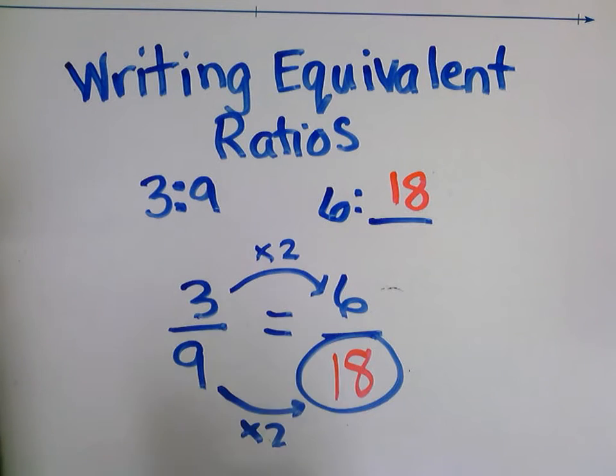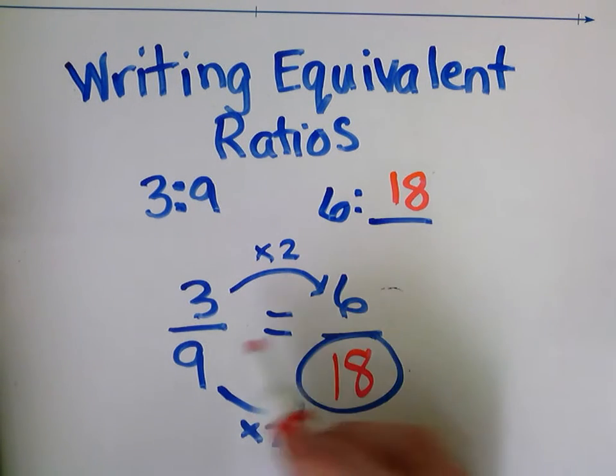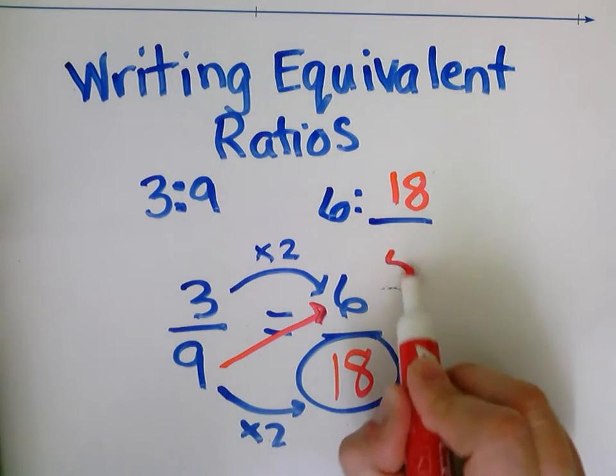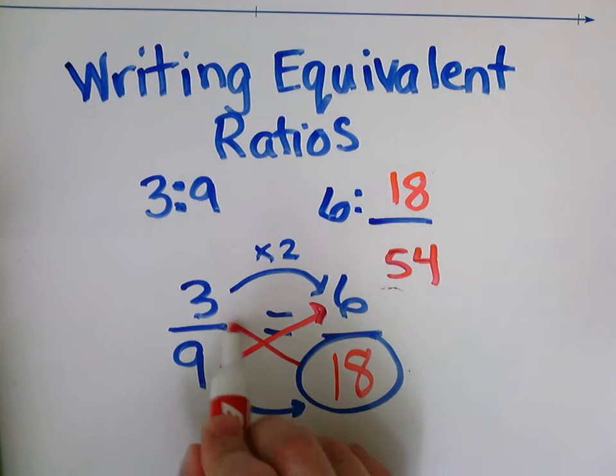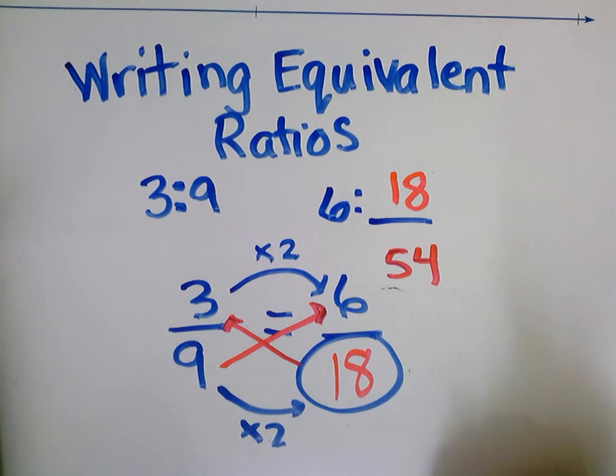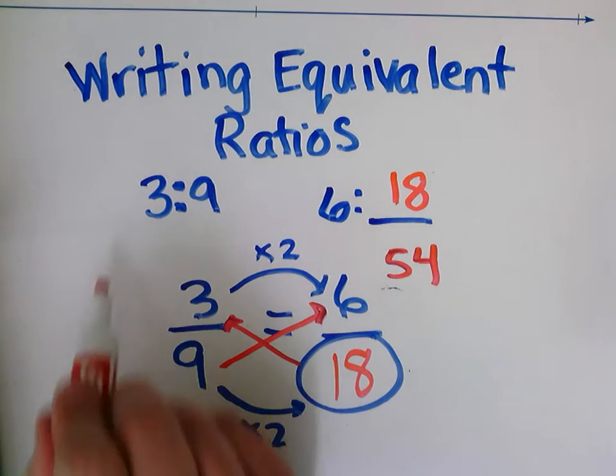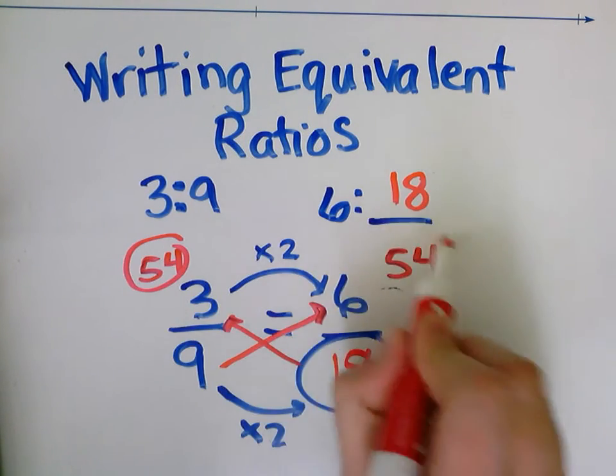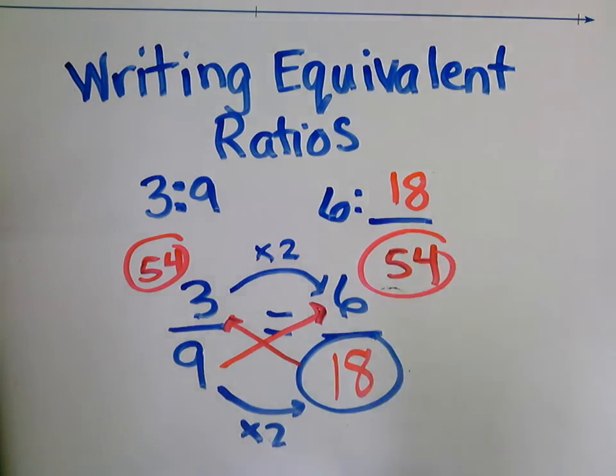Okay, and I can double check and see if this is correct by doing that cross product. 9 times 6 is 54. 18 times 3, if I put that in my calculator, which is totally fine here, is also 54. So I know that I made an equivalent ratio.